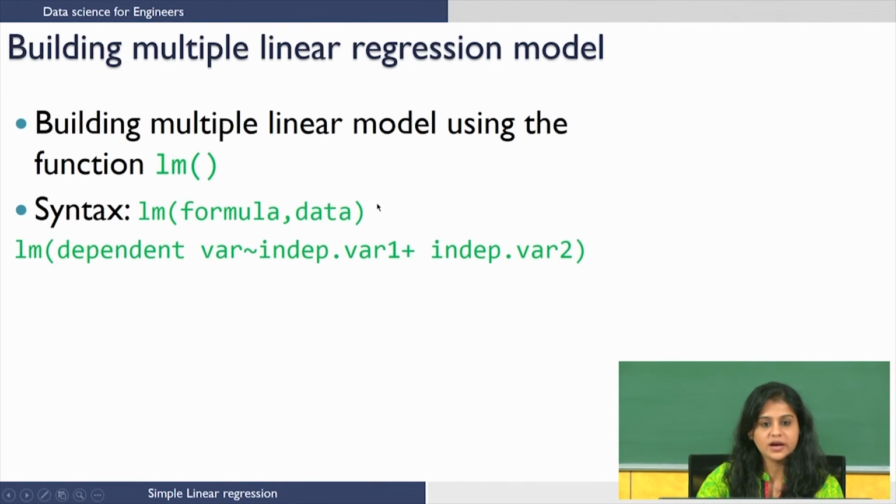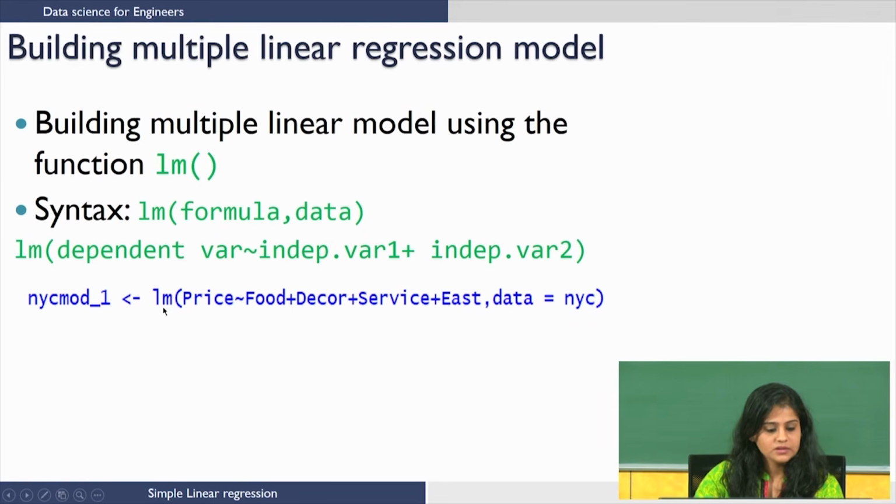So, now let us see how to do it for our data NYC. Again, I have LM. I am regressing price with all the 4 input variables, which is food, decor, service and east, and I am taking these variables from the data NYC. So, you can separate the independent variables by a plus sign. Now, if you want to regress price with all the 4 inputs, there is another way you can write the same command. I say regress price, then I give a tilde sign, and then I say a dot. This means regress price with all the input variables from the data NYC.